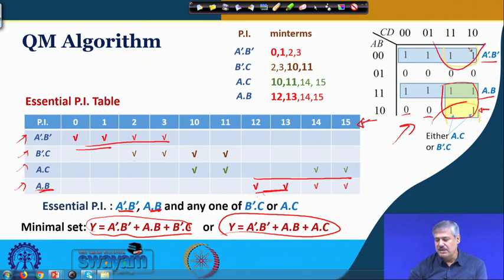So, in one case we will get AC, in another case we will get B prime C. So, one of them needs to be considered, so that 10, 11 remain covered, and A prime B prime and AB must necessarily be present.